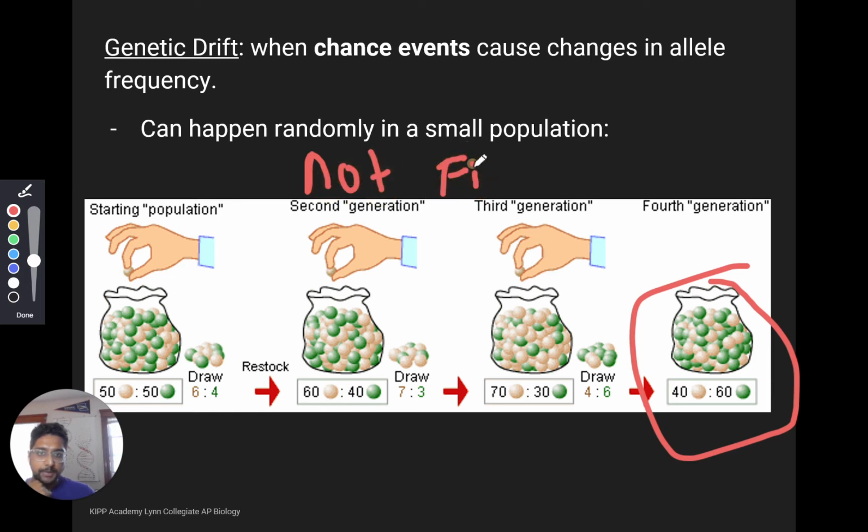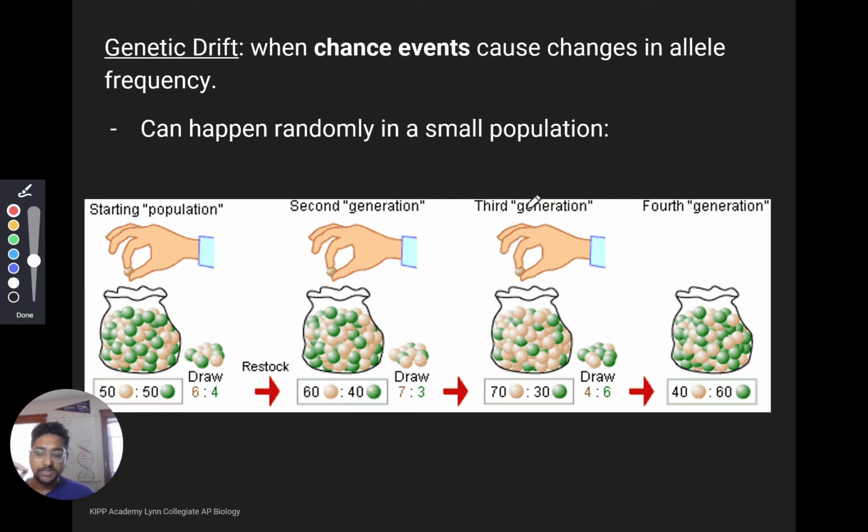And that's important because this means it's not natural selection. It's not about whether your genes or your alleles give you an advantage. It's not fitness, but it's just a random event, a luck of the draw situation that made you a little bit better. So there's a few things that could cause this.